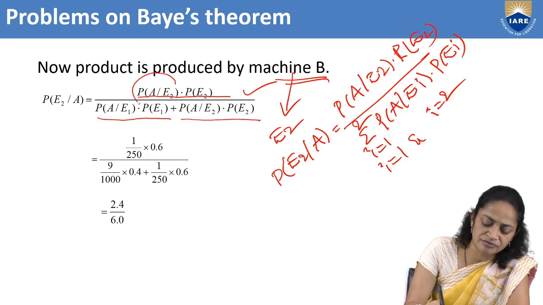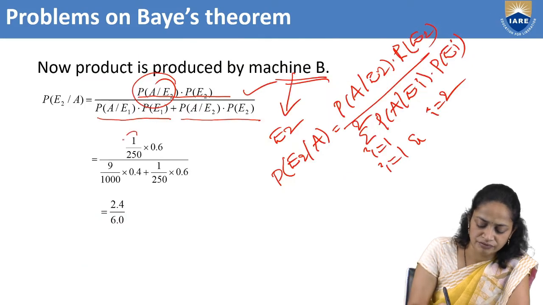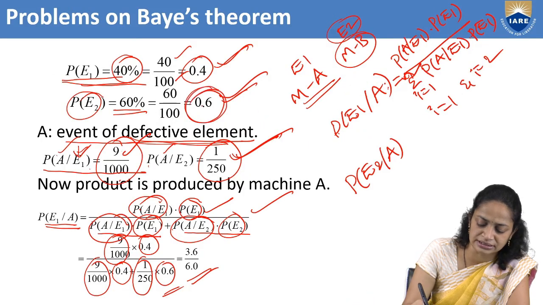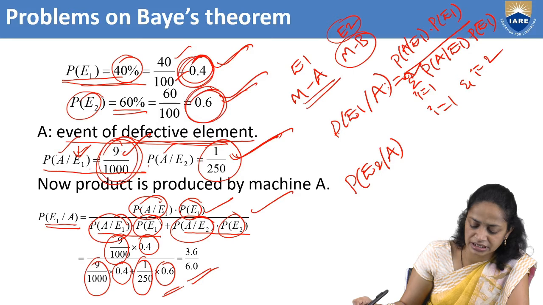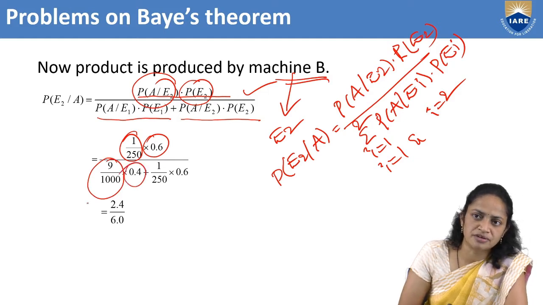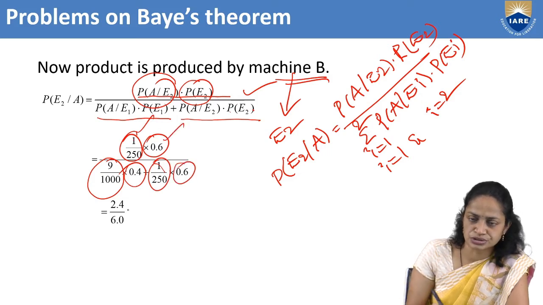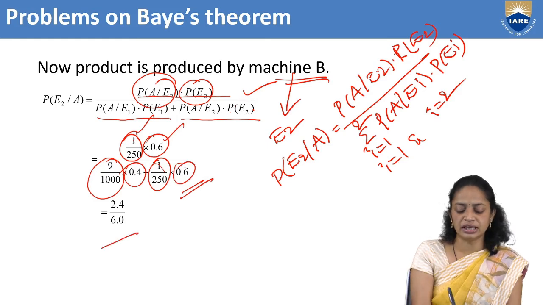So we know that probability of A given E2 is 1 by 250, and probability of E2 is 0.6. Probability of E1 is 0.4 and probability of A given E1 is 9 by 1000. Probability of A given E1 is 9 by 1000 and probability of E1 is 0.4. So probability of A given E2 we have already written here, that is 1 by 250, into probability of E2. So probability of E2 is 0.6. So substitute all these values and simplify, you will get the answer.